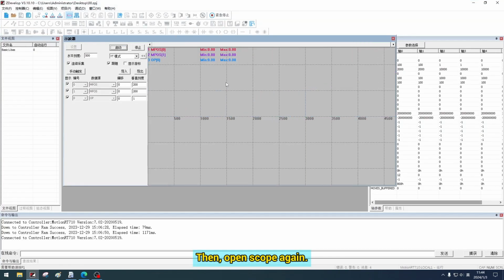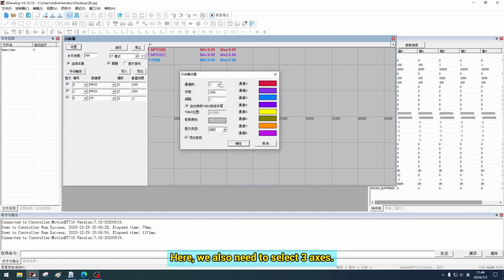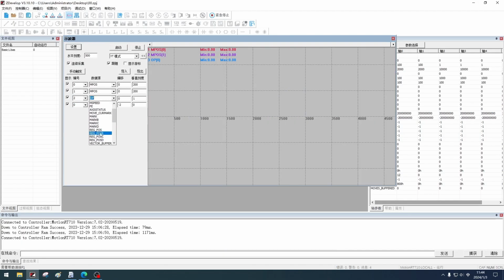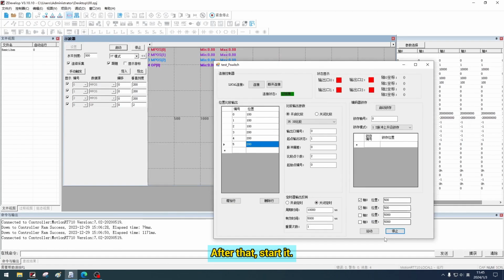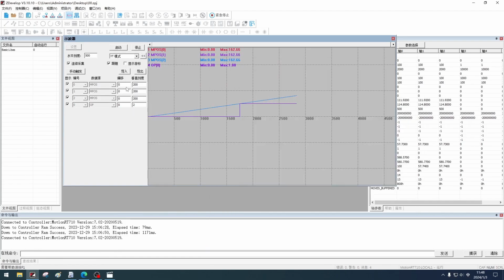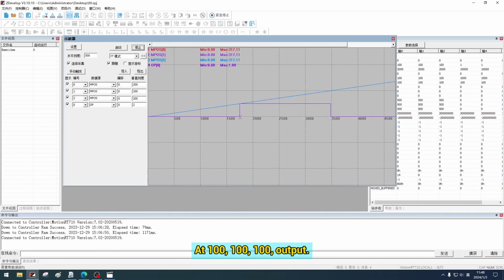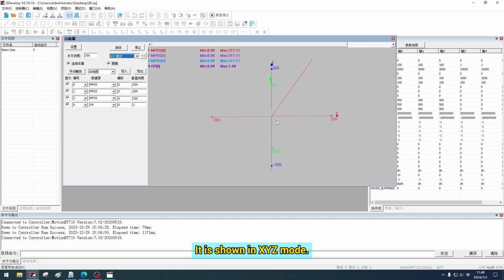Then, open the scope again. Here, we also need to select 3 axes. 1 more data should be captured. After that, start it. At 100, 100, 100 the output starts. At 200, 200, 200 the output ends. It is shown in XYZ mode.